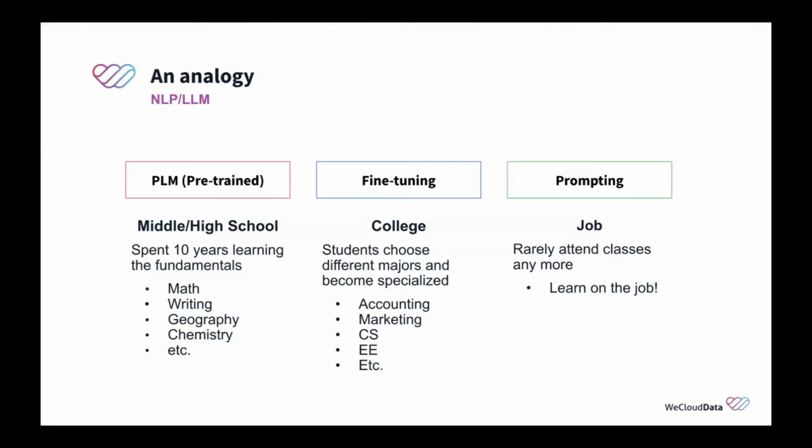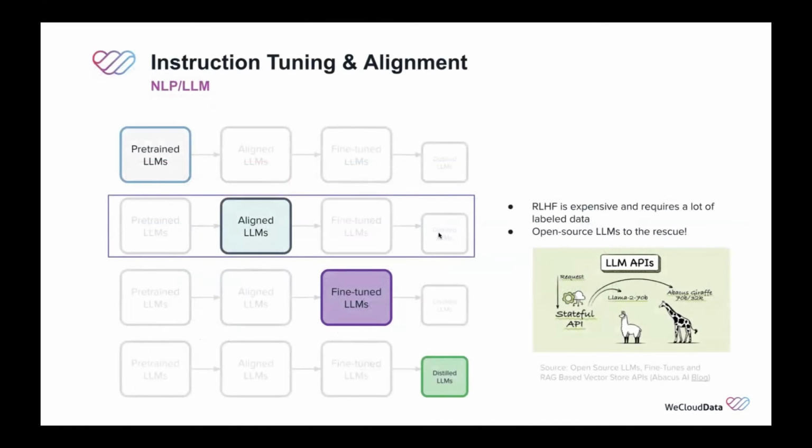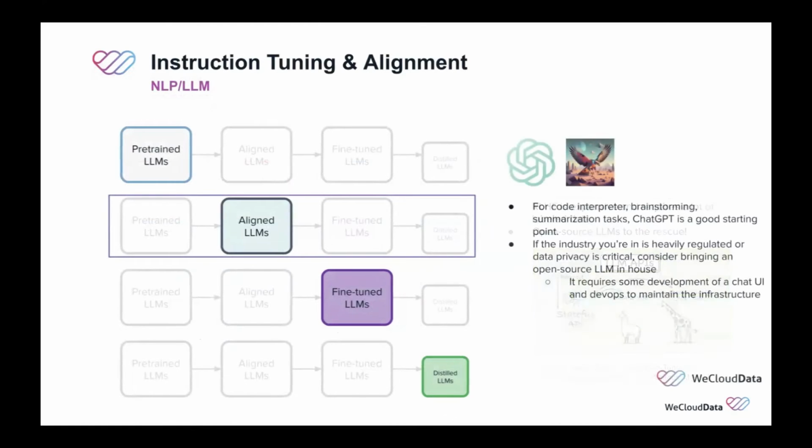And then prompting is like you get a job, right? When you're on the job, you rarely attend classes anymore, right? You just like prompting and just learn on the job. You have an existing skill set, just like you have an existing pre-trained or fine-tuned large language model. You just want to use it. That's like prompting, okay? Okay, so after pre-training, we're going to do alignment or instruction tuning.